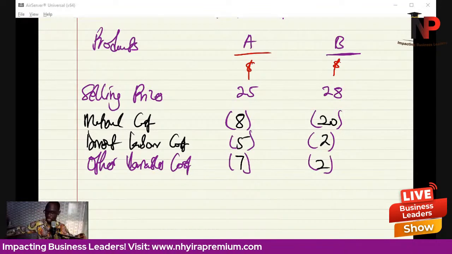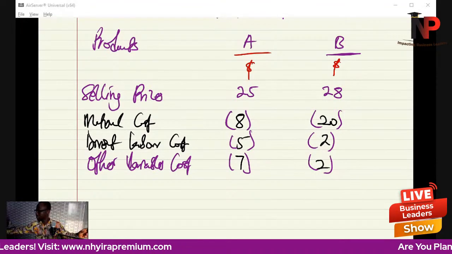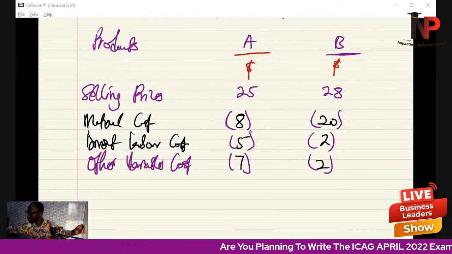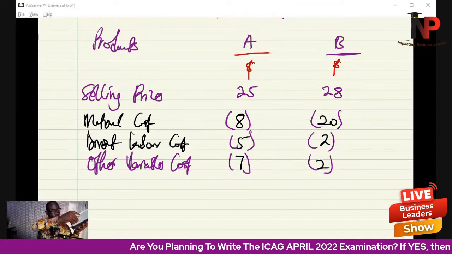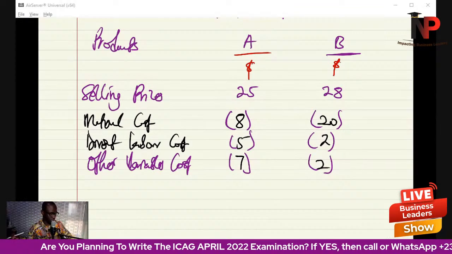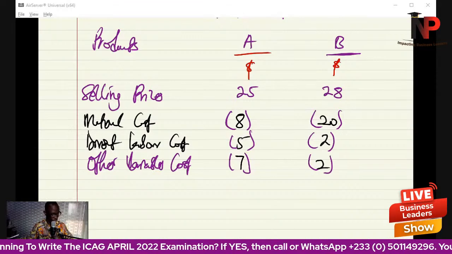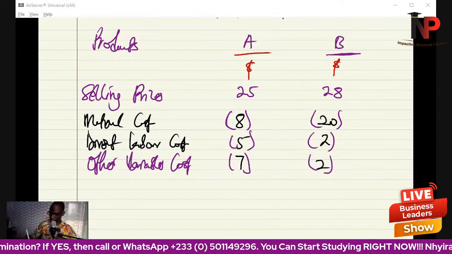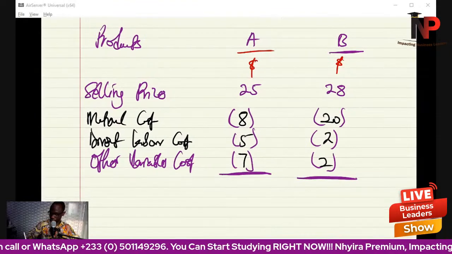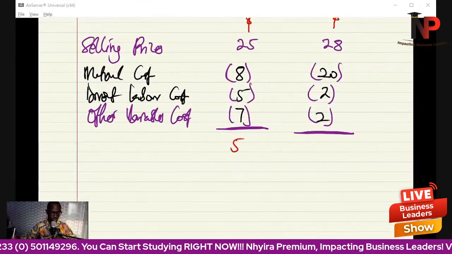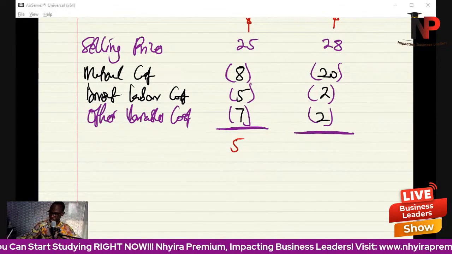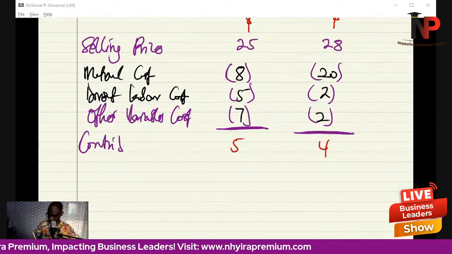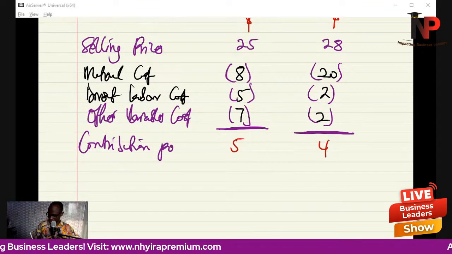So let me grab my calculator here. Let me see if I can even trust this calculator. What do we have? 25, 8, 5, 7. That's 5. So you can confirm that 15. Yeah, it makes sense. 20, that will be 4. So that will be our contribution per unit.